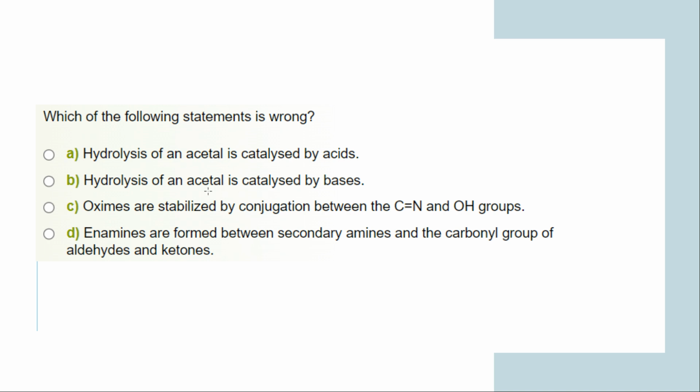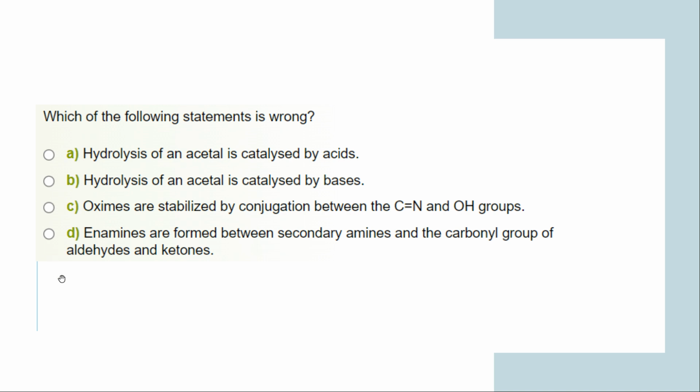Okay, and if you look at options C and D, I will not emphasize these two much, because you already know that oximes are stabilized by the conjugation between C double bond N and OH. OH lone pair of electrons can be pushed to the CN double bond and you get an extended conjugation in that system. We will come to that kind of example in the subsequent questions of the tutorial. So option C is correct.